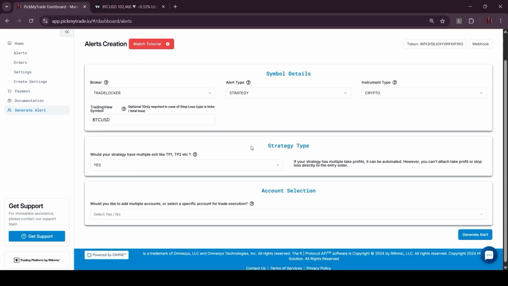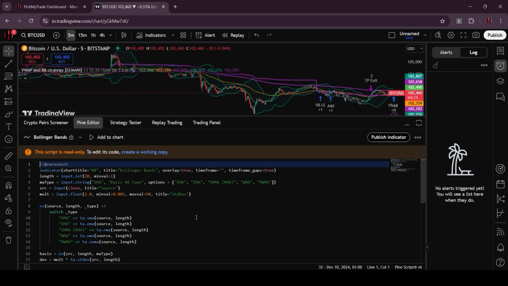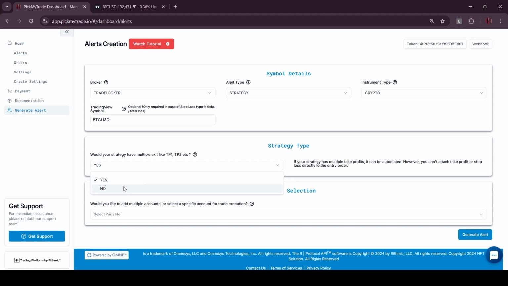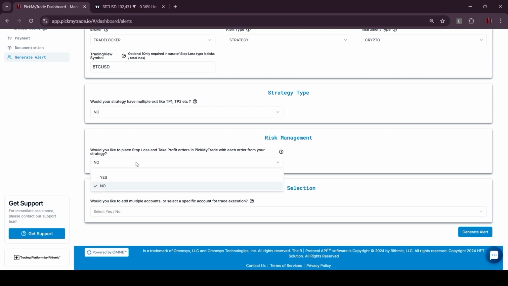Then we have this option: would your strategy have multiple exits? What happens is, when we are trading a strategy, in PineScript the multiple TPs are already defined. So if it is already there, you have to just select yes and move forward. But if you select no, then you will get the risk management, where it will ask you, would you like to place stop loss and take profit orders in PickMyTrade with each order from your strategy? So here you can select yes.